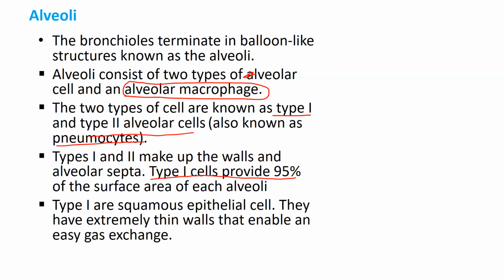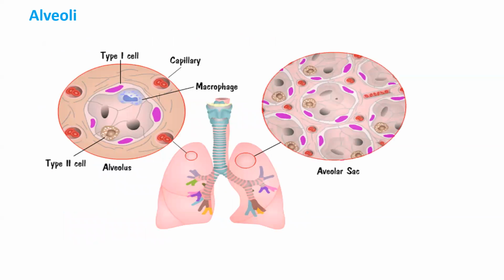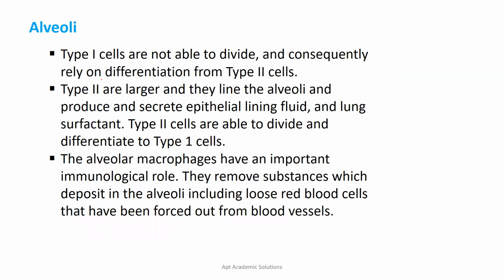Done? Okay. So you see, have a look at this diagram. You can see there, this is the type 1 cell and this is the type 2 cell, right? And these are the two most important cells present in the alveoli. Okay. Now type 1 cells do not divide. They rather depend upon the type 2 cells. It is the type 2 that differentiate into type 1.